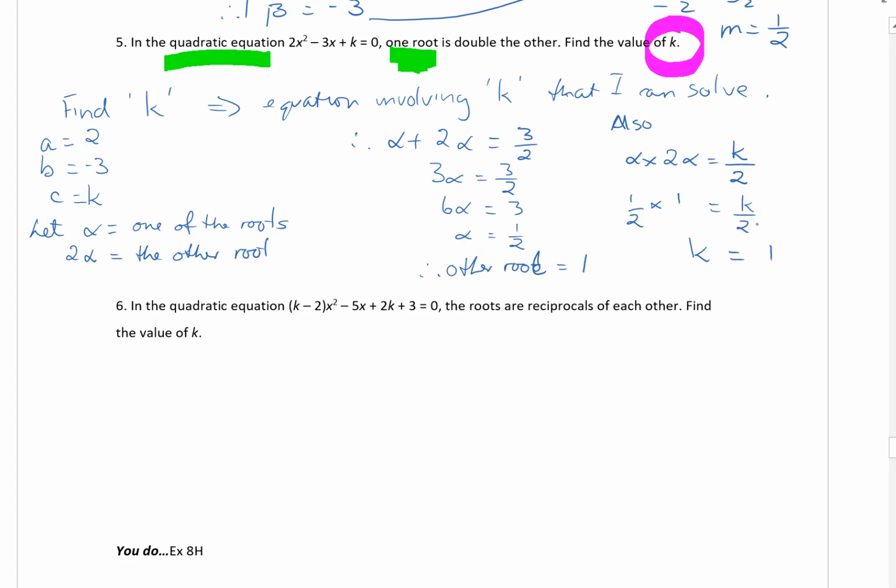You could always sub it back in, find the roots and show that using k is equal to 1, you get two roots where one is twice as big as the other. Again, I'll stop the video there and do the last example in another video.